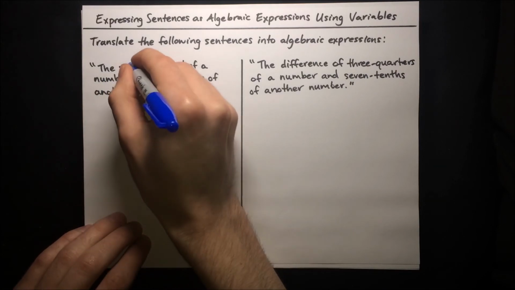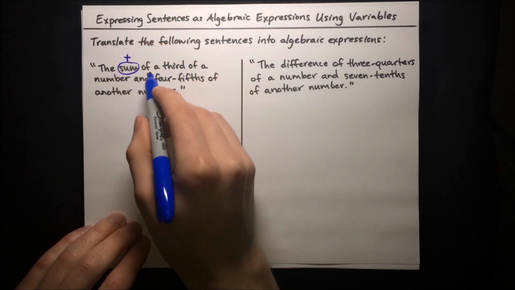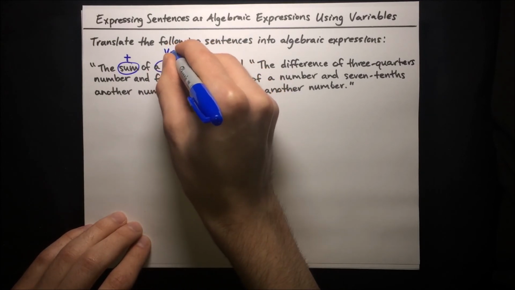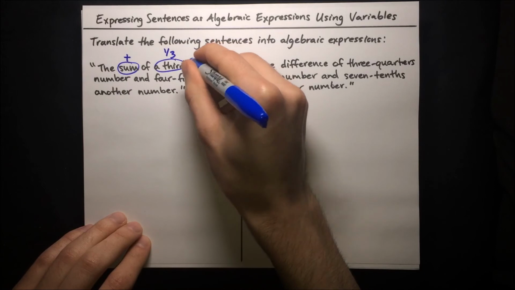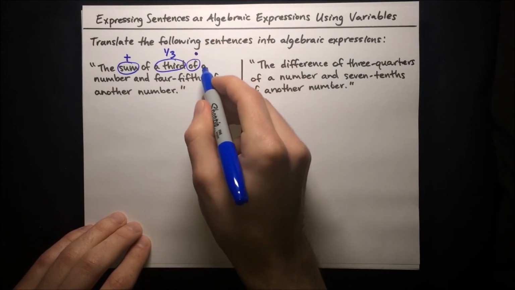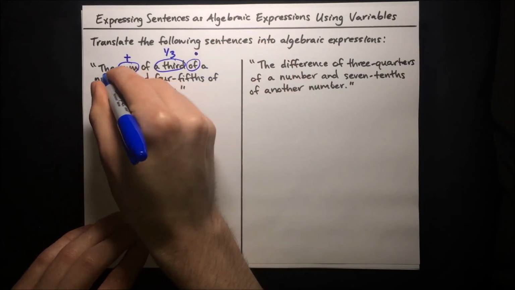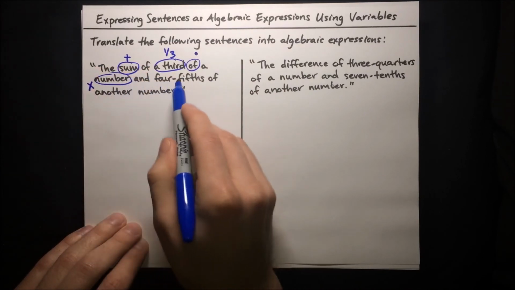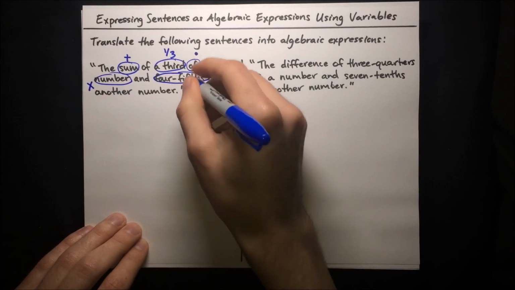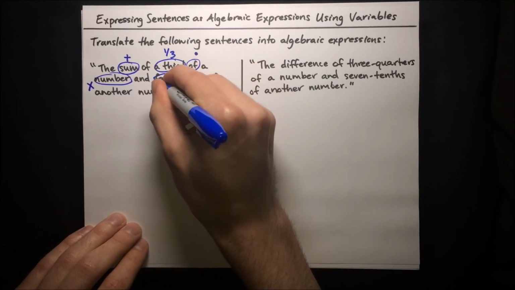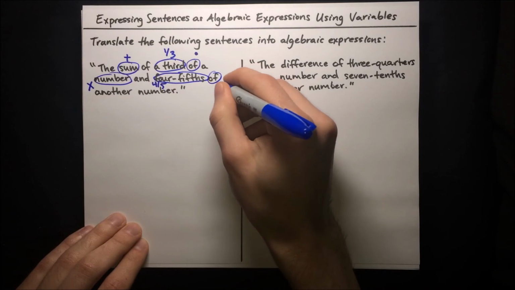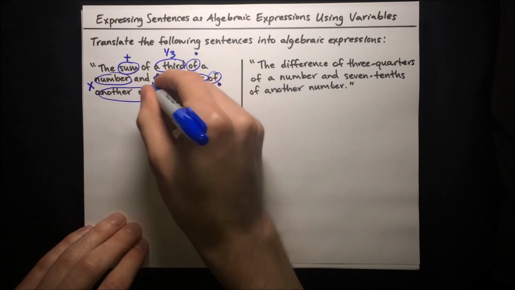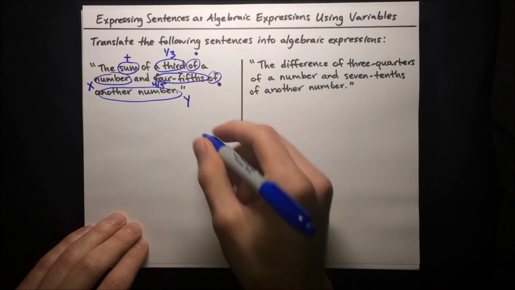So sum, that means plus, of 1/3 of, so 1/3, that's just the fraction 1/3, and then of means times a number. A number, we can call that just a variable x, and then 4/5, that's another fraction, 4/5, and then of, another multiplication, and then another number, why don't we call that y?